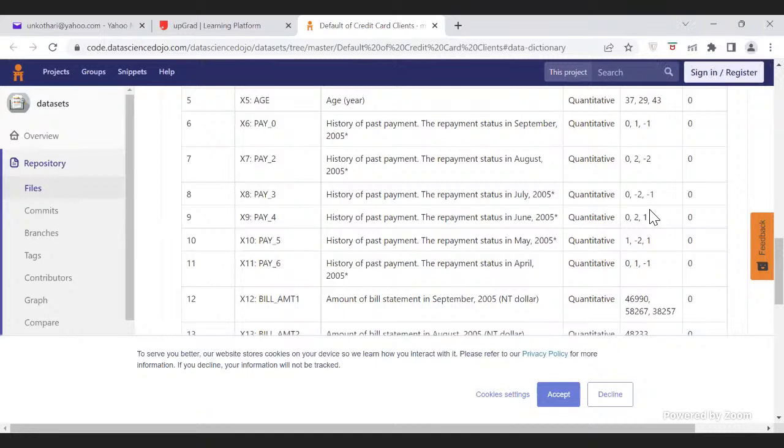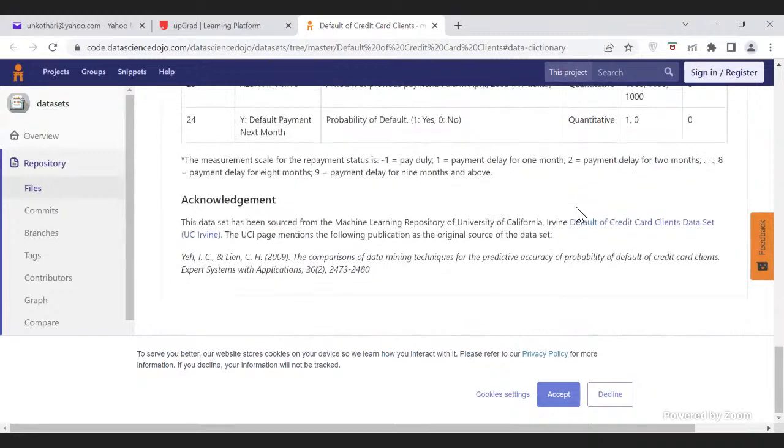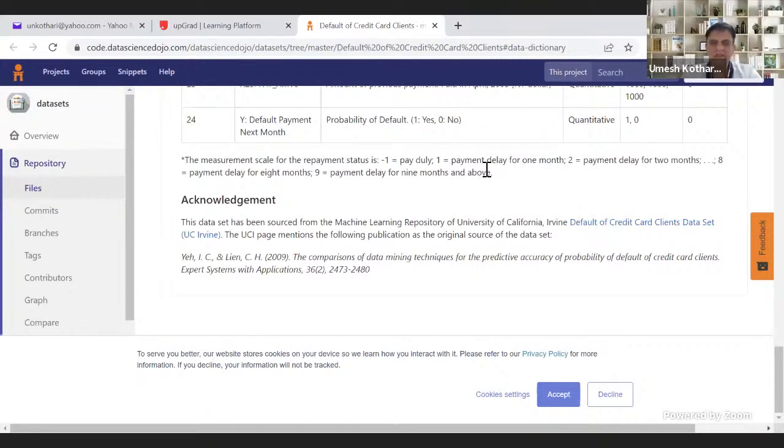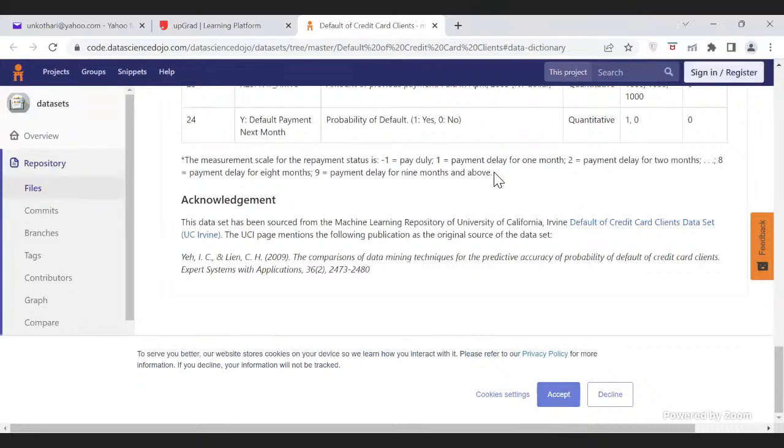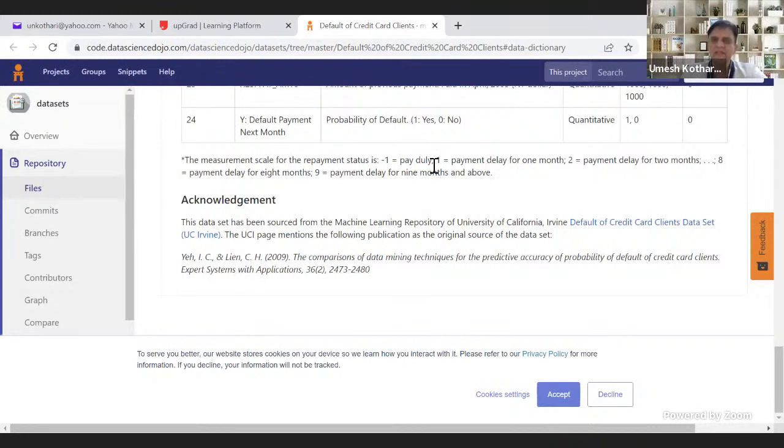Yes, so what she's saying is -2, what does that value indicate? It's not been provided. For -1, it means paid duly, and for 1, it means 1 month late, but for -2, how do we interpret it? Yeah, -2 is not provided, and 0 and -2, it's not. Correct. Because your pays duly is -1.